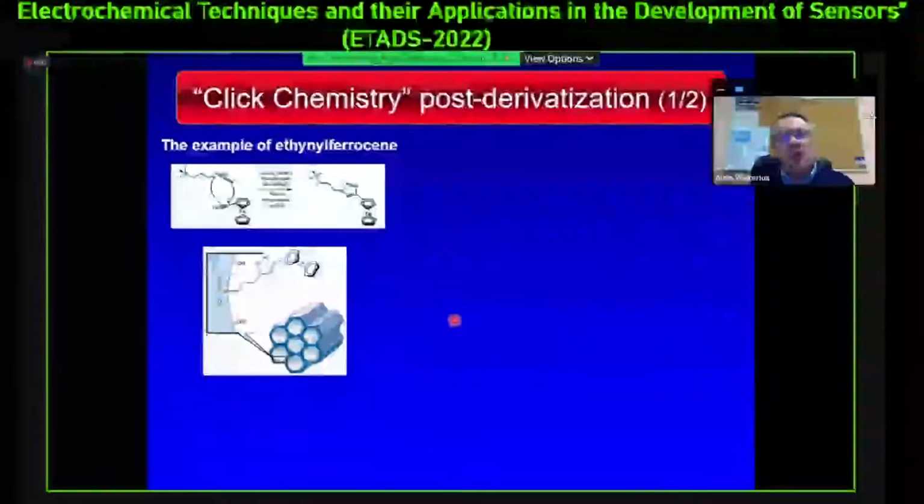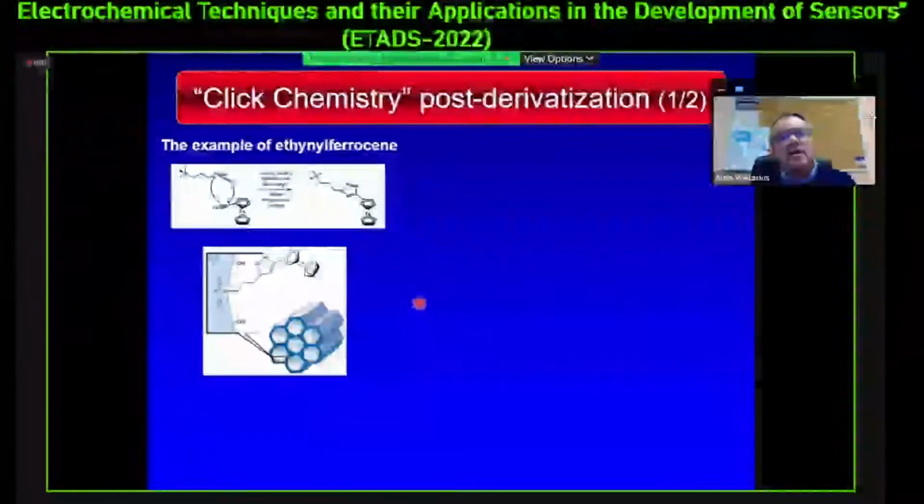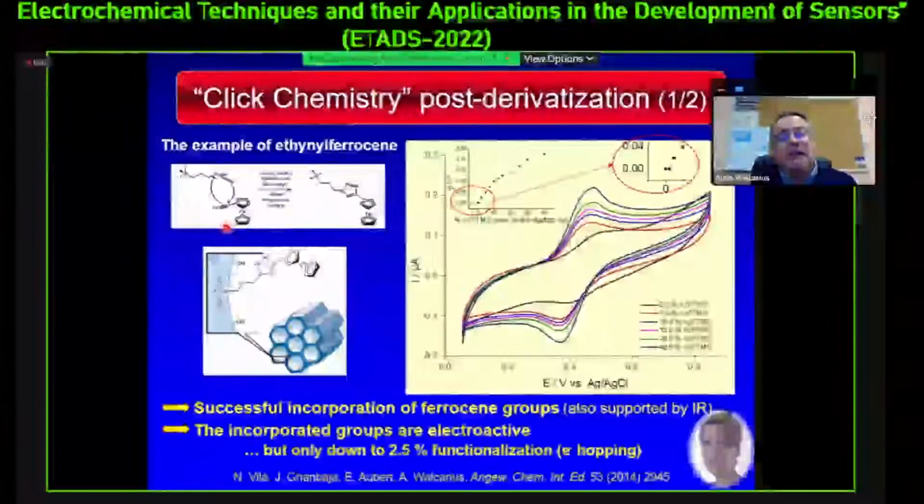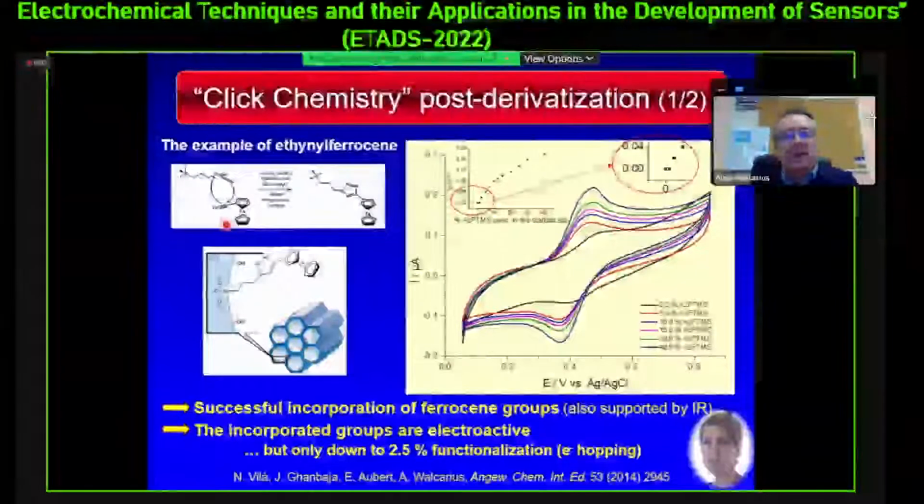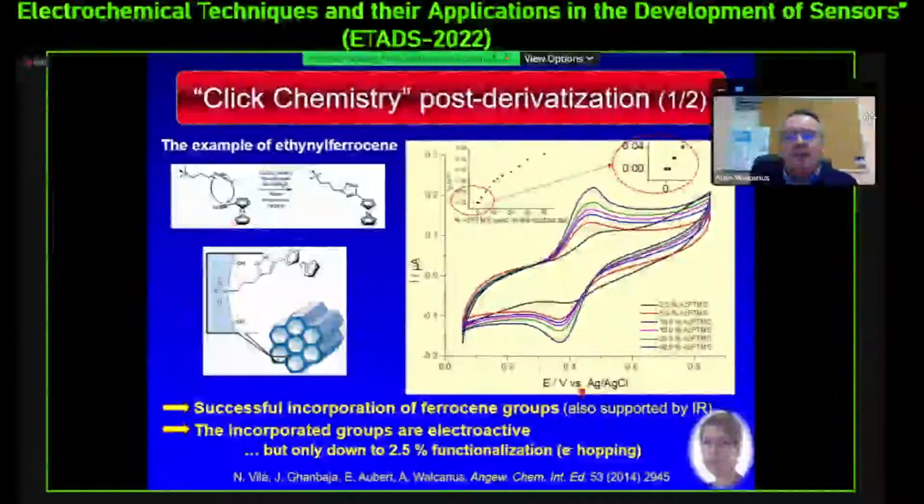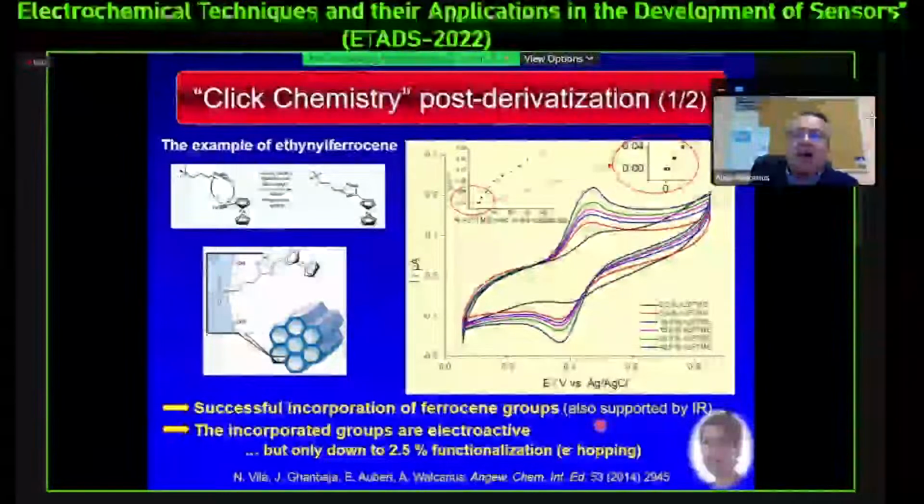And this is exactly what we checked using different kinds of alkyne-bearing reactants. And I show you here the example of the propargyl ferrocene. And indeed, this ferrocene is likely to be bound by click chemistry inside these very small pore channels. And this is supported by infrared spectroscopy.